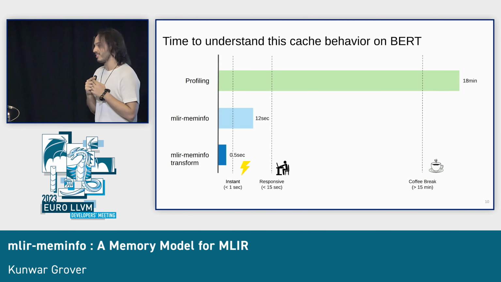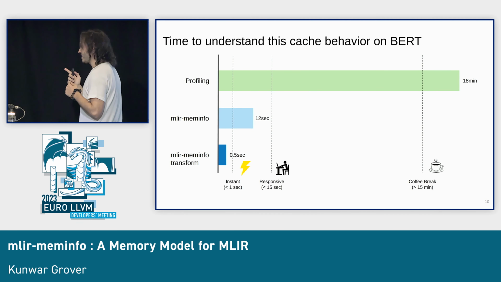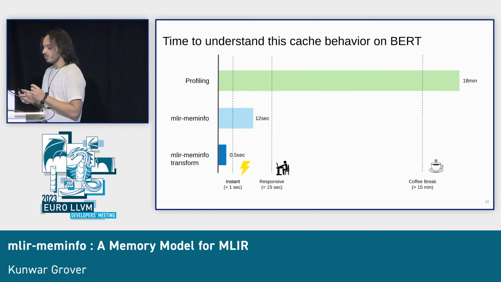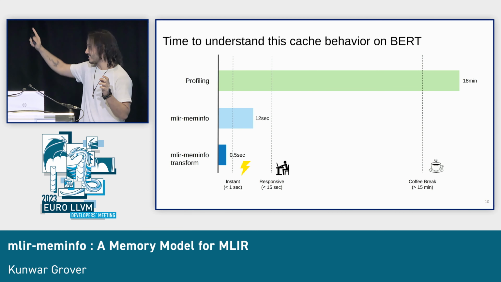MLIR MemInfo understands that you want to do transformations. If your transformation annotates which operations were modified, MLIR MemInfo does not go and recompute the whole thing. It only recomputes the new operations and the old operations that were affected by the addition of new operations. It can detect that using some heuristics that we use. We took a number of transformations on BERT, and we ran them all. We found that on average, it took us 500 milliseconds to recompute things, which is instant. As a person or auto-tuner, you could try so many more variations versus the 18-minute coffee break.